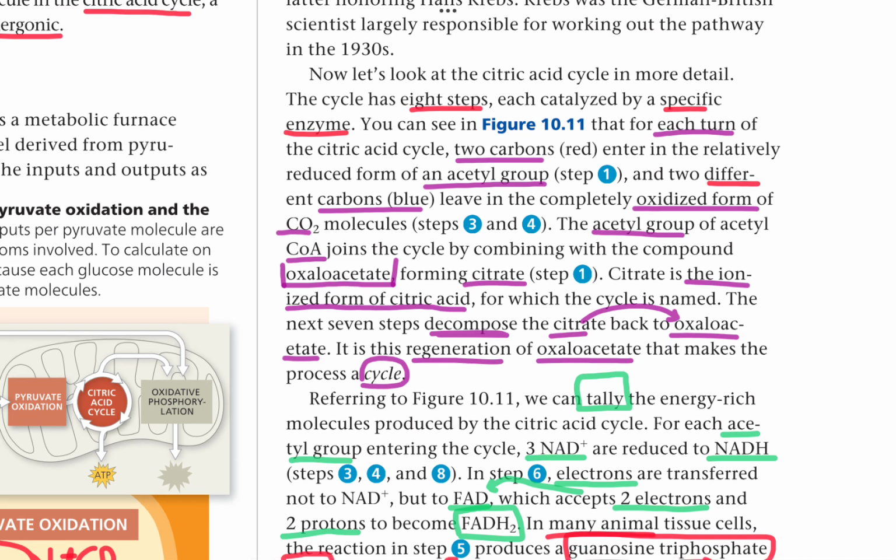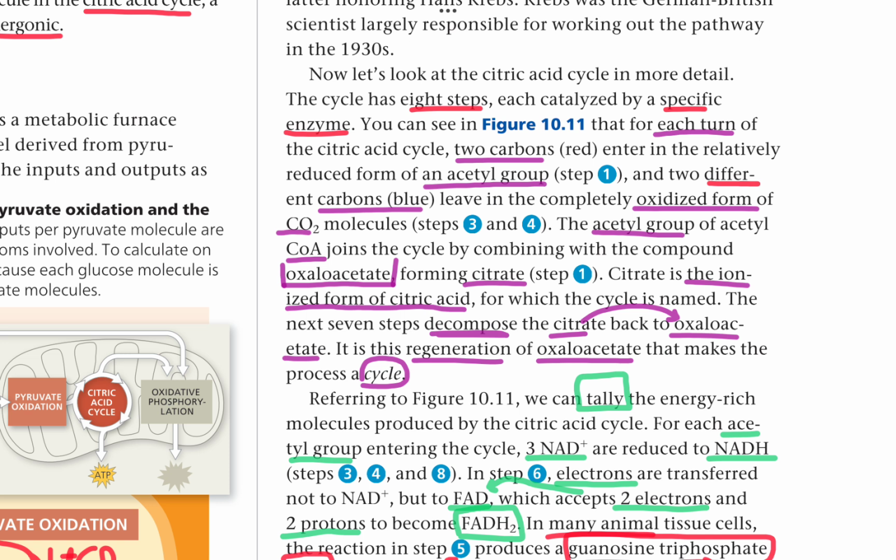Okay. Bear in mind, first 2 steps are just making citrate. 3rd, 4th, they produce CO2, and they will reduce NAD to NADH.